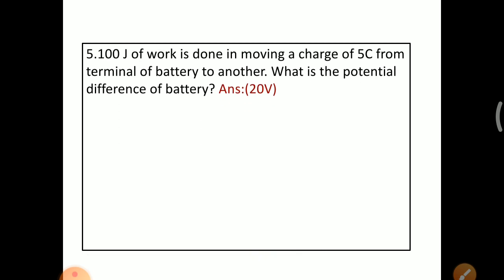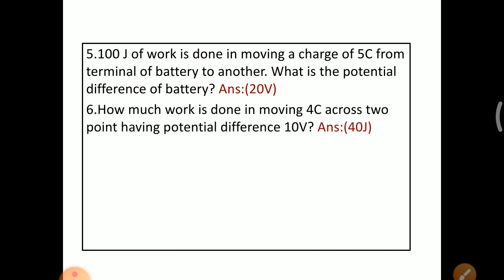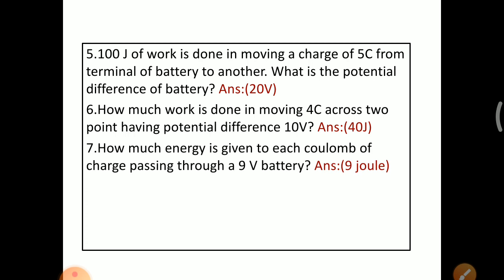And this question is related to potential difference. 100 joule of work is done in moving a charge of 5 coulomb from one terminal of a battery to another. What is the potential difference of the battery? The answer is 20 volt. And the sixth question, how much work is done in moving 4 coulomb across 2 points having potential difference 10 volt? The answer is 40 joule. The seventh question, how much energy is given to each coulomb of charge passing through a 9 volt battery? The answer is 9 joule. These three questions are related to potential difference.